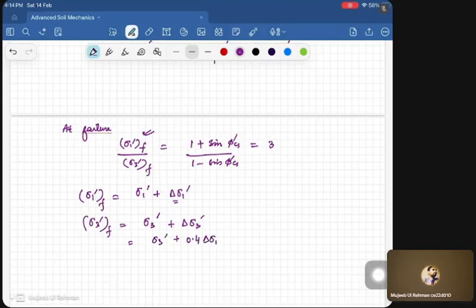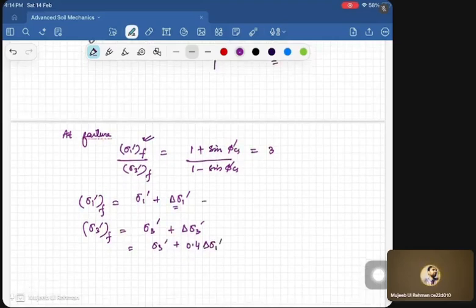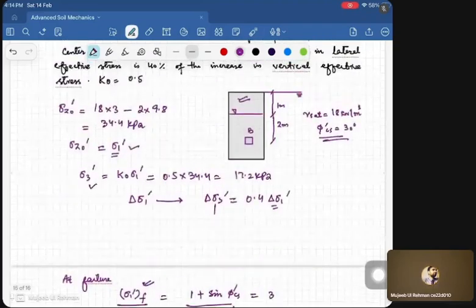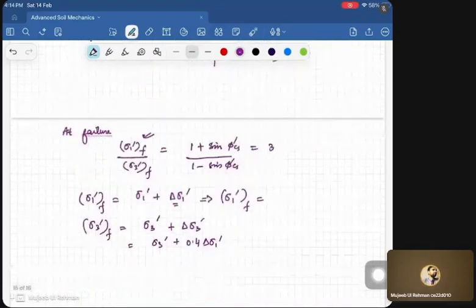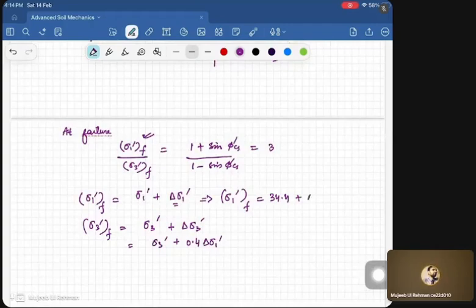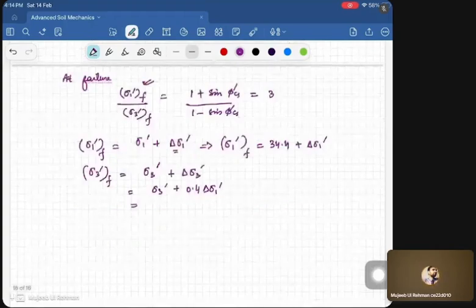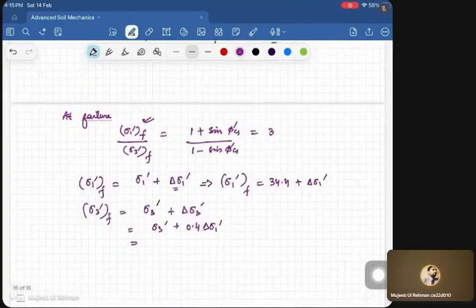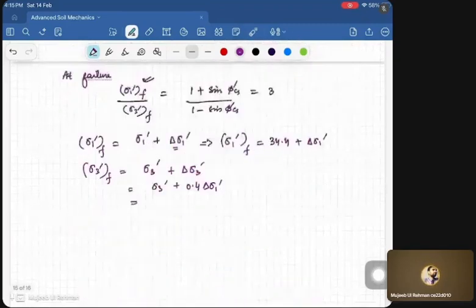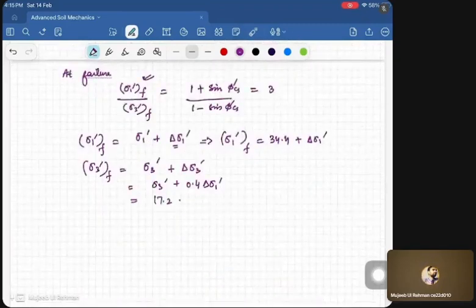delta sigma 1. Correct. Also we can write sigma 1 dash at failure is equivalent to, what is sigma 1? Sigma 1 is equivalent to the initial vertical effective stress, which is 34.4, plus delta sigma 1 dash. Correct. Similarly we can write sigma 3 dash f equivalent to sigma 3, which is 17.2, plus 0.4 times delta sigma 1 dash.